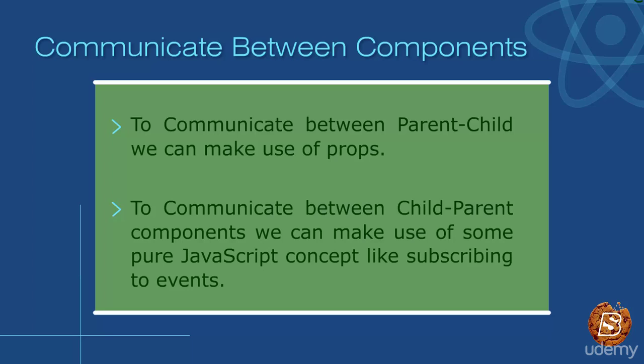Now over here we'll first take a look at how a parent can communicate to a child component, and then we'll take a look at how a child can call a parent component. So these two differences we'll take a look at. The first one is pretty simple. We make use of properties in order to communicate from parent to child.